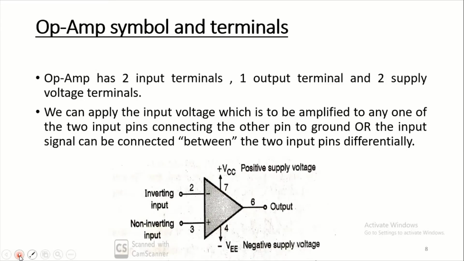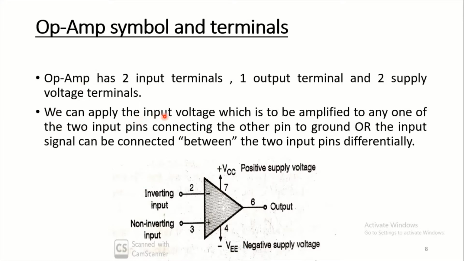Op-amp symbol and terminal. Op-amp has two inputs, one output terminal and two supply terminals. These are the inverting input, these are the non-inverting inputs, and this is the output terminal. This is the positive supply voltage terminal and this is the negative supply terminal.